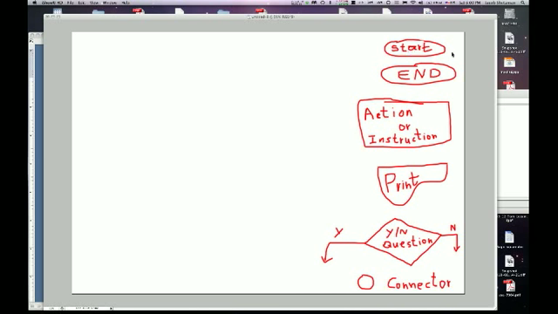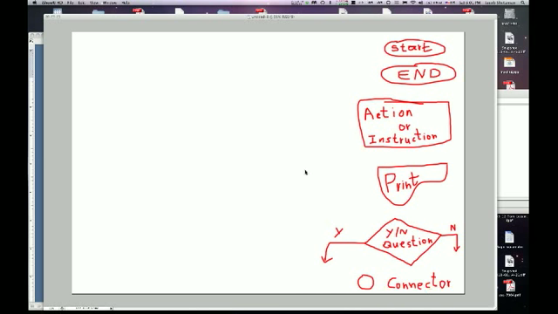So here's the picture. You remember the symbol for a start and end, very similar, or the same symbol. I just drew it in a way that's not exactly the same, but that's the idea. And this is the rectangle for an action or an instruction. This shape is used for print. The diamond shape is used for a question, a yes or no question, and the arrows come out of the diamond according to what the answer is, and a circle is a connector.